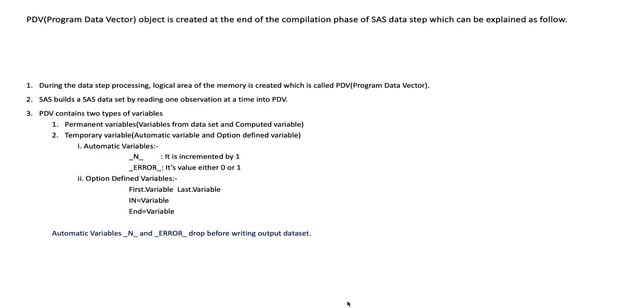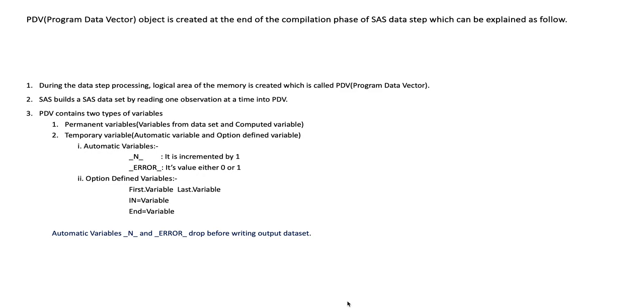Number 3. The PDV contains two types of variables. Number 1, permanent variables. Number 2, temporary variables. Permanent variables include variables from the dataset and computed variables, and temporary variables include automatic variables and option-defined variables.